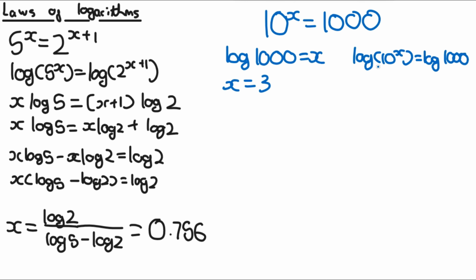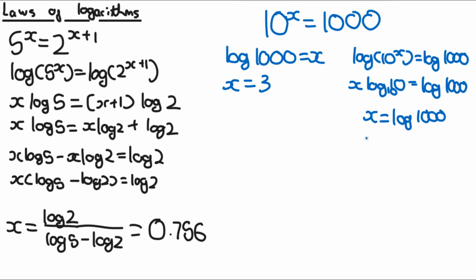And then what you can do is bring the x down, so it's going to be x log 10 is equal to log 1,000. And we said in the laws that if the base, which is 10, is the same as this number, then this is just equal to 1. So therefore x is equal to log 1,000. So therefore x is equal to 3.